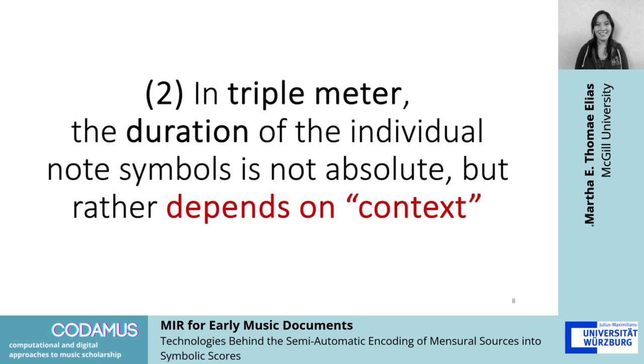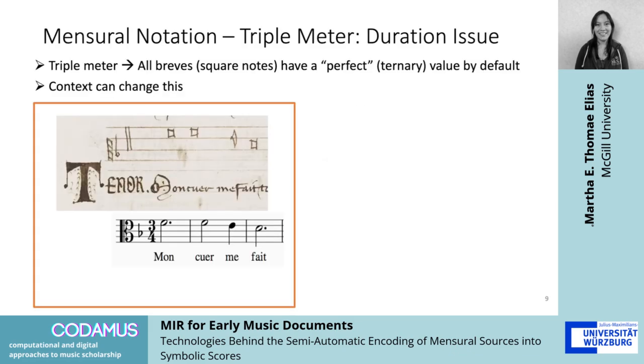In triple meter, the duration of the individual note symbols is not absolute. It's not just that default value, but rather depends on the context. The context refers to the notes preceding or following, and it can change the value of a note. So this piece, I am not going to tell you why we know it's in triple meter, but it's in triple meter, and you have the 3/4 here in the time signature to prove it. So all the breves, all those square notes, are supposed to have a ternary value by default.